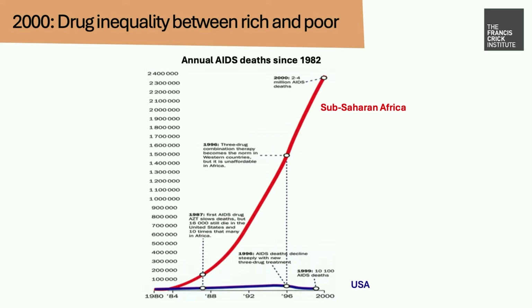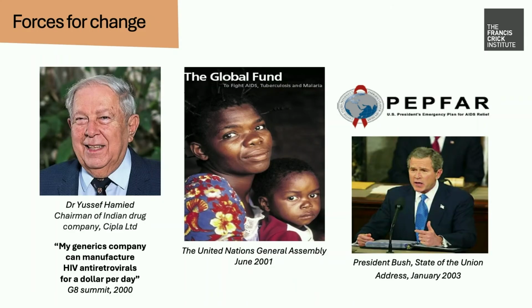It was around the year 2000 that somebody said, well, this isn't right. And a major player here was Dr. Yusuf Hamid, who ran a generic drug company in India. He basically turned around and said, well, I can make these drugs much cheaper than the pharmaceutical companies. And so he did.